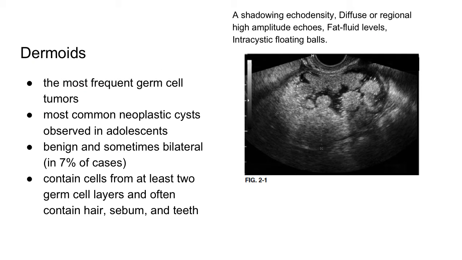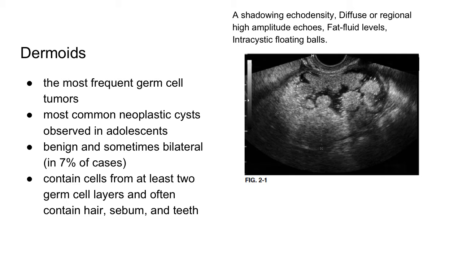Figure 2-1 shows a mature cystic teratoma or dermoid tumor. Dermoids, the most frequent germ cell tumors and the most common neoplastic cysts observed in adolescence, are benign and sometimes bilateral in 7% of cases. They contain cells from at least 2 germ cell layers and often contain hair, sebum, and teeth.